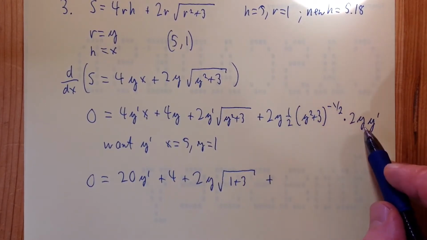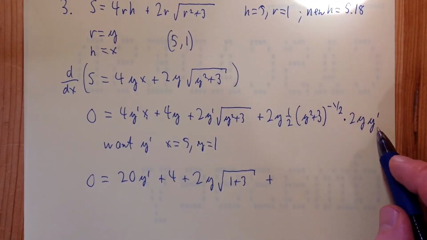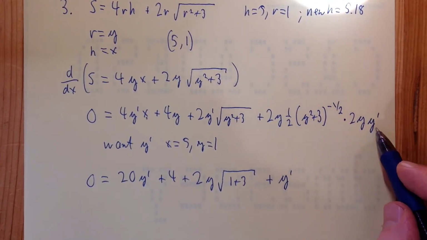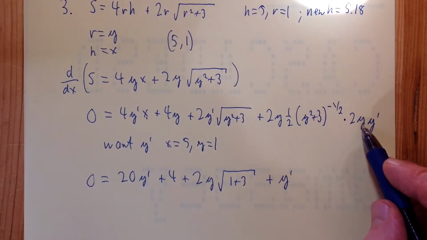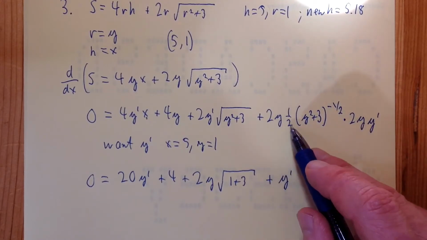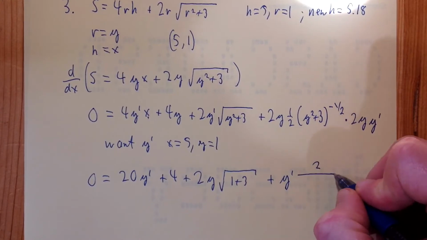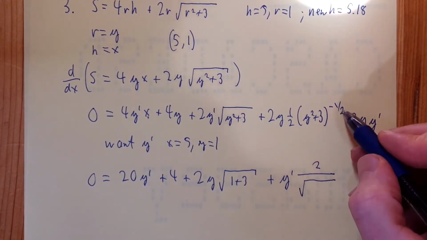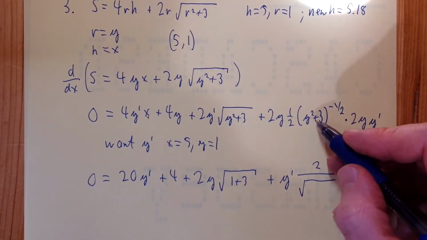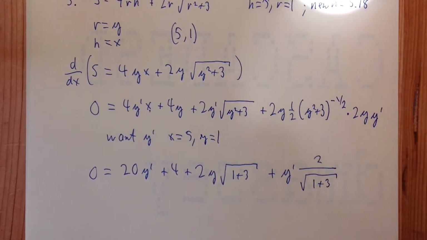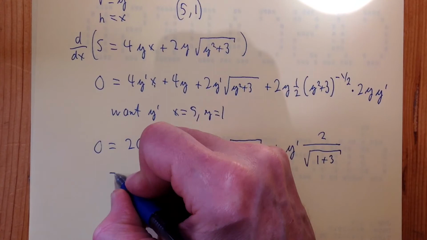Plus, okay, this is a tricky one, a lot of stuff going on. We have a y prime, so I'm going to write that first. We have a y prime at the end. We have a y, which is 1, so the y's go away. We have a 2 times 1/2, which goes away, but we have a 2 here. 2 in the bottom, it's a square root, because it's negative 1/2, so square root in the bottom of 1 plus 3. Okay, we're almost done.